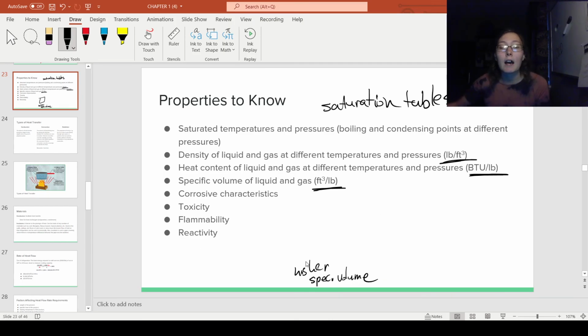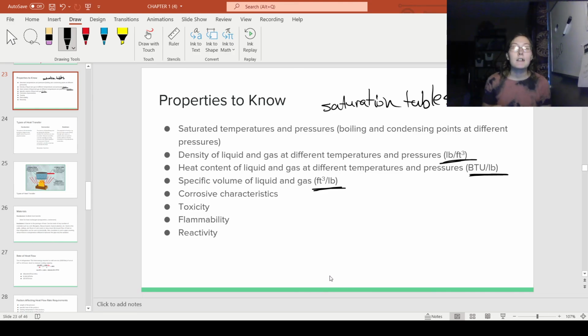Air is going to have a higher specific volume than, say, lead, right? Because if you get a pound of lead and a pound of air, the air is going to take up a lot more space, a lot more volume, okay?